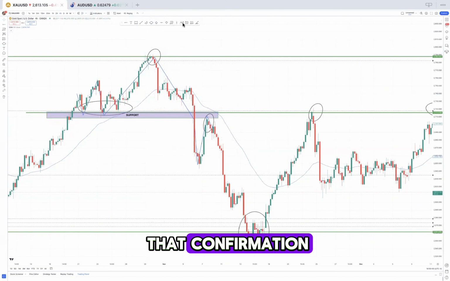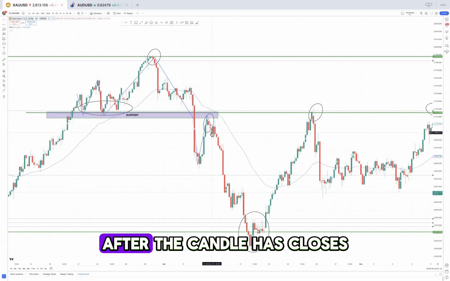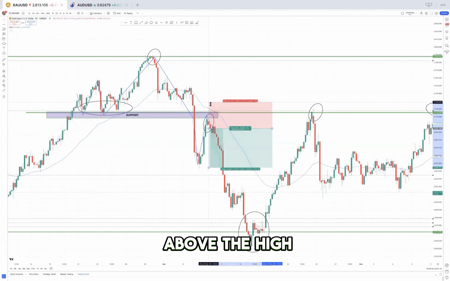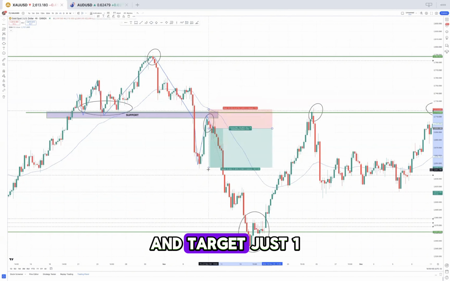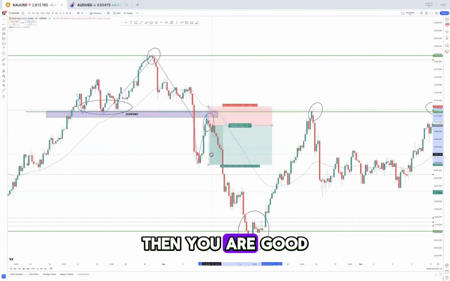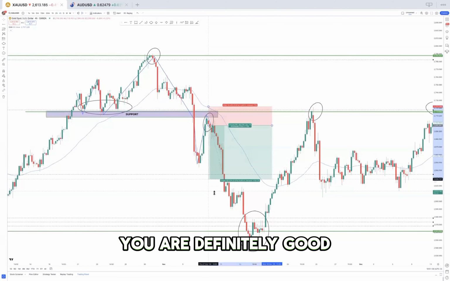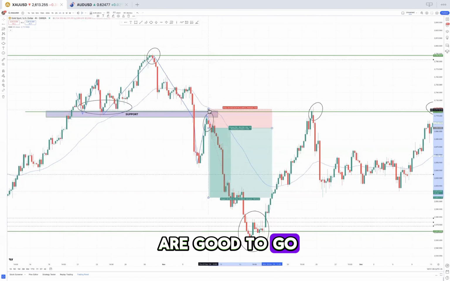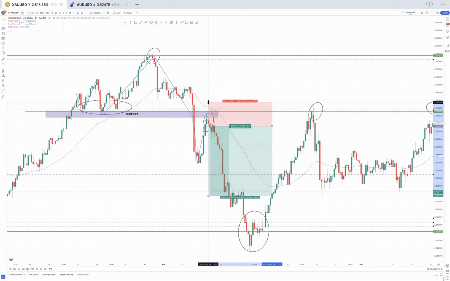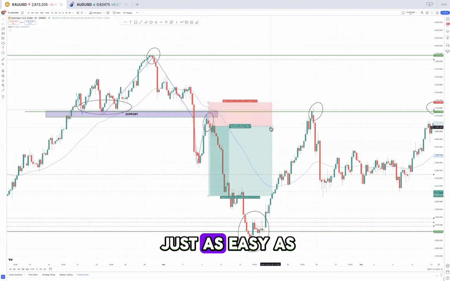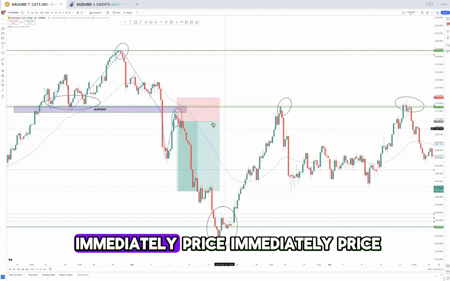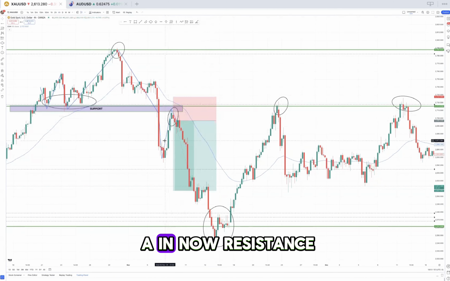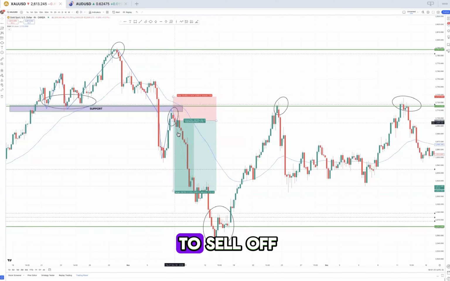So if you get that confirmation and you place your entry after the candle has closed, from this area, putting your stop loss above the high and target just 1:2, then you are good to go, guys. You are definitely good to go. Just target 1:2, then you are good to go. So this is it, just as easy as it is. So you can see immediately price tapped into the support area, confirming it to be a now resistance, giving you your confirmation to sell off.